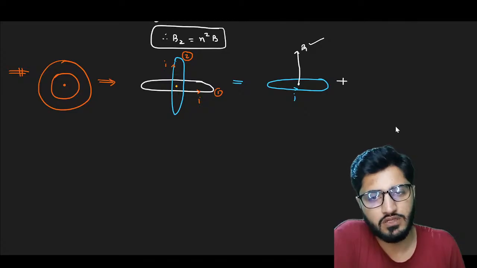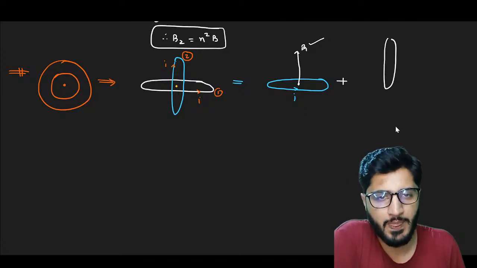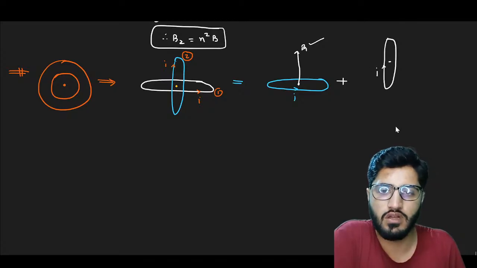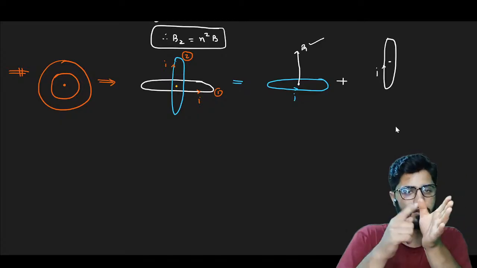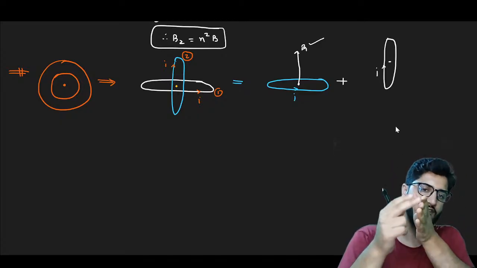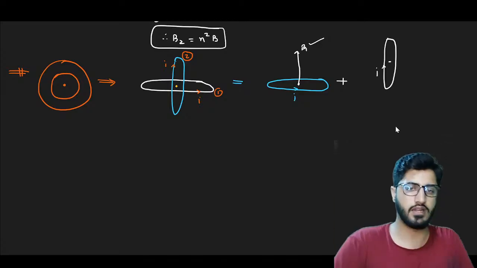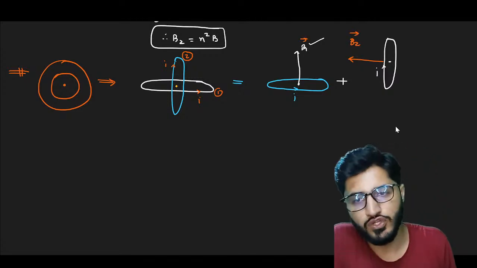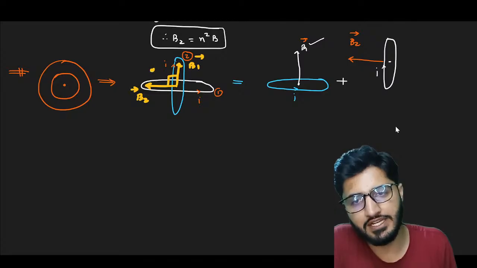Now we have one more. Current I is flowing. This is my center. Now take my hand. The thumb is towards the current, fingers towards the point. My palm is leftwards. So my magnetic field will be here, B2. Now combine these two. B1 in this way, B2 in this way, and the angle between them is 90 degrees.